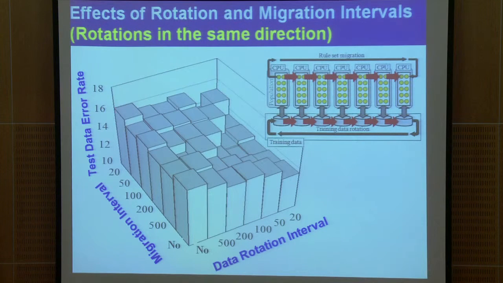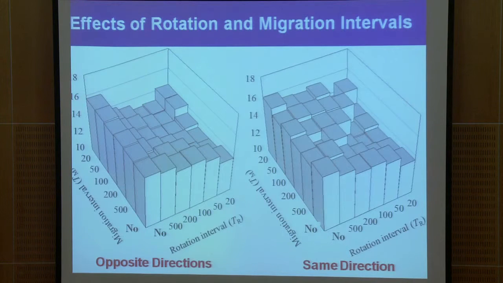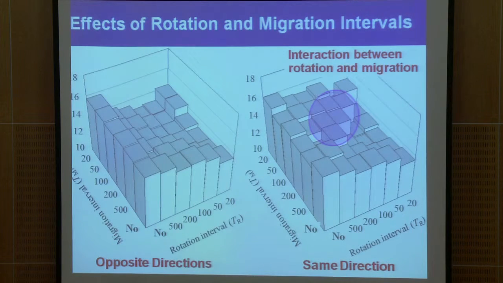If we use rotation and migration in the same direction, we obtain a good result in comparison with opposite directions and same direction. Here we can observe interaction between rotation and migration. That is a negative effect of the interaction between rotation and migration.